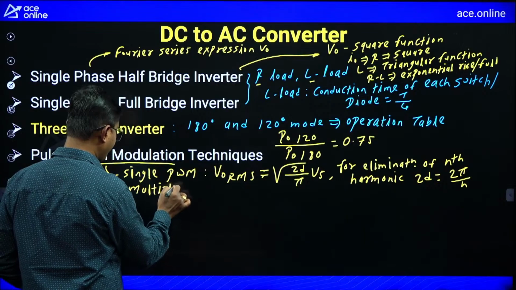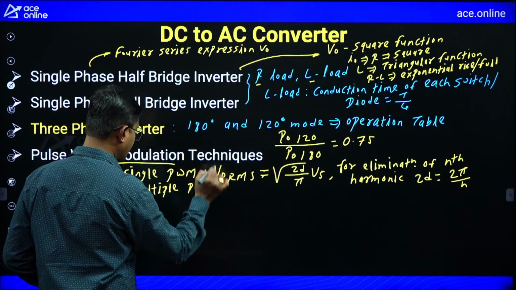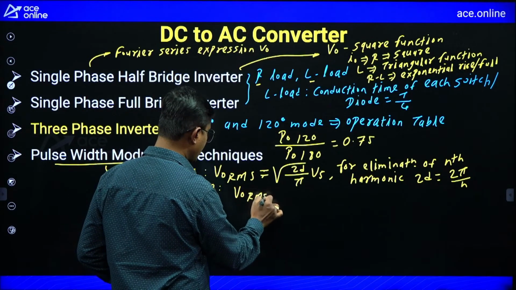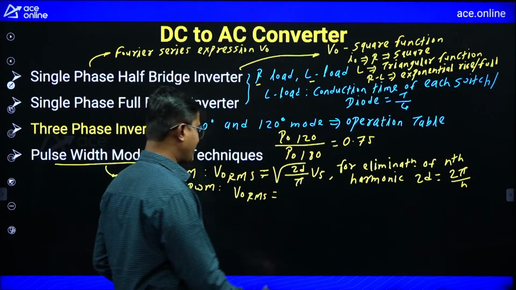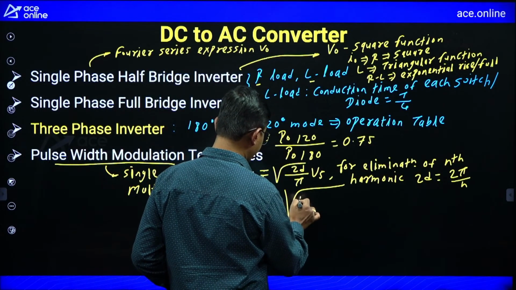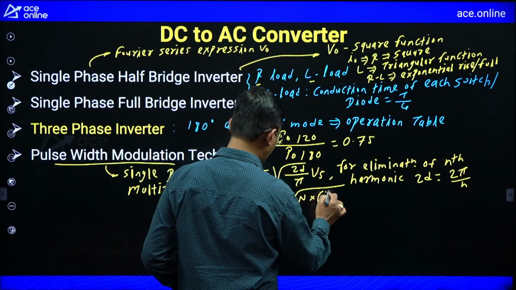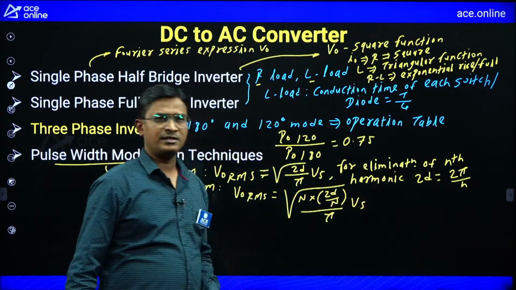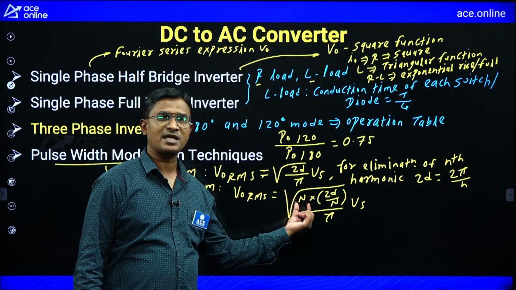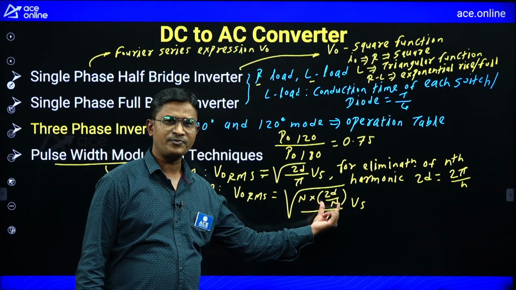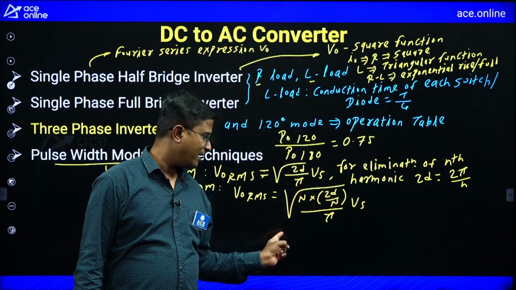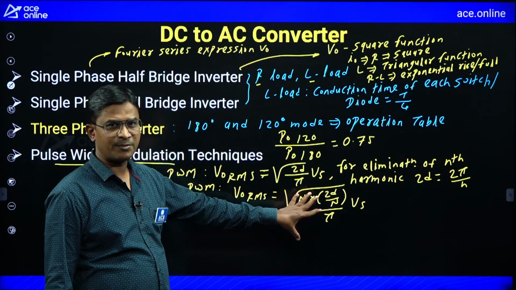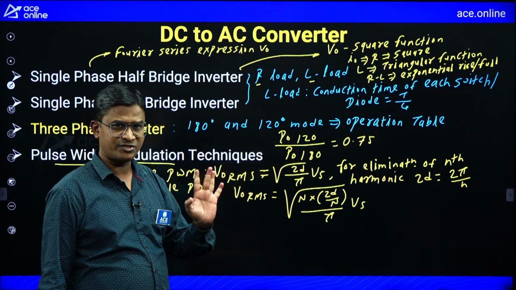Multiple PWM. Yes, on multiple PWM, the output voltage expression V0 RMS is important. What is the output voltage expression? It is under root of n into 2D by n upon pi, into Vs. N means the number of pulses per half cycle in the inverter output. 2D by n is the width of each pulse, and under root of this divided by pi, into Vs. Fewer questions have been asked on multiple PWM; more questions you will find on the single pulse width modulation technique.